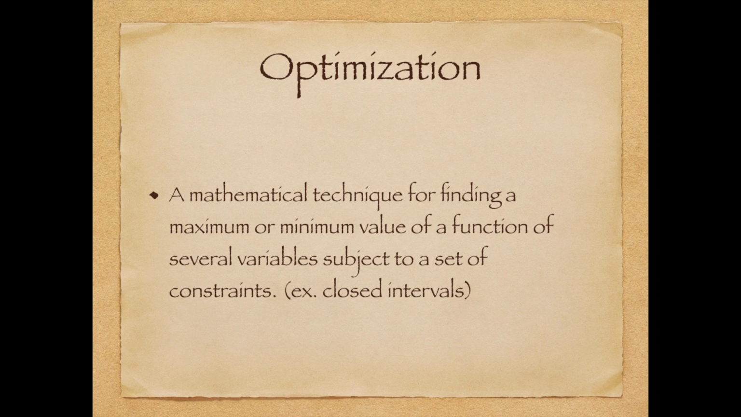So, optimization. It's a mathematical technique for finding a maximum or minimum value of a function of several variables subject to a set of constraints such as a closed interval. So what it's saying here, you are going to find either a maximum or a minimum based on using derivatives, using other variables, more than one, and we're trying to use those variables, put them in equations, and make it for only one equation. So we're solving for one of the variables, plugging it in, finding that derivative, and knowing that the derivative for a maximum is 0, we can take that to our advantage.